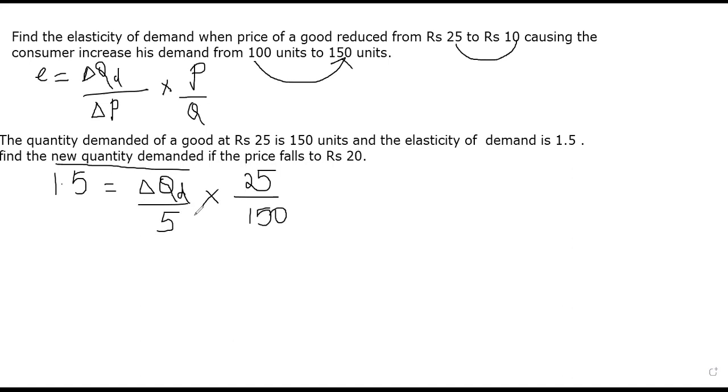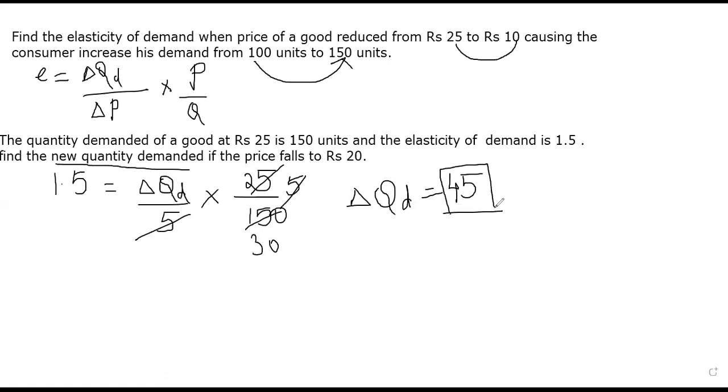Okay, you have 5 and you have 30. When you cross multiply, the quantity demanded change is 1.5 into 30, which is 45. This is not your answer. This is only mentioning the change in quantity demanded. But the question is, what is the new quantity if the price has fallen to 20 rupees?